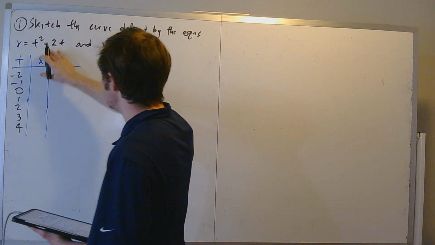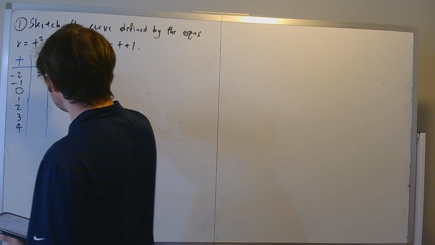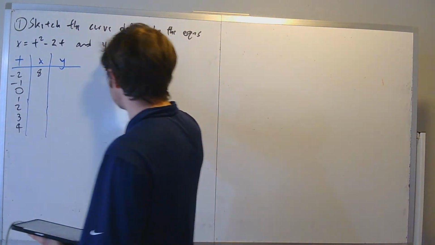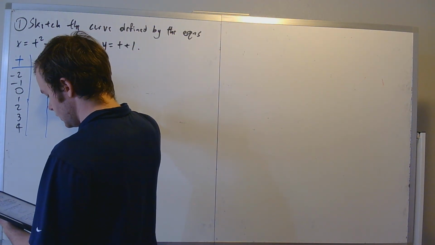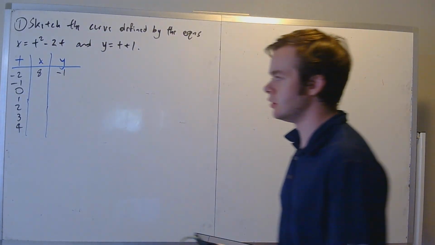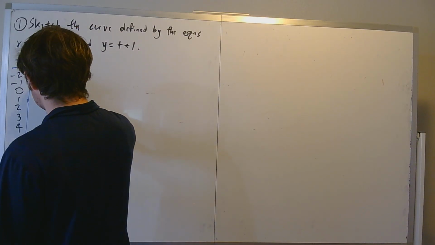And if we plug that into our equation for x, we're going to get that x is equal to 8 when t is equal to -2. And if we plug that into our equation for y, then we're going to get that y is -1 when t is equal to -2. And we just keep going like this. So we can actually fill out the whole table.